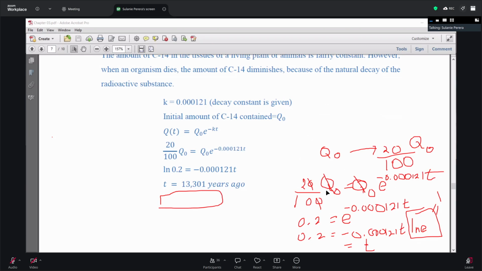Okay, I hope this is clear. So here you have to remember that ln e is 1. That's the most important thing. In any problem you have to find k. Here the thing is k is given, you have to find t. And here the initial value is not given. So you take it as Q naught or even as x. You can take it as anything. If you take it as x, then now it will be 20 over 100 times x, because the initial value is not given.